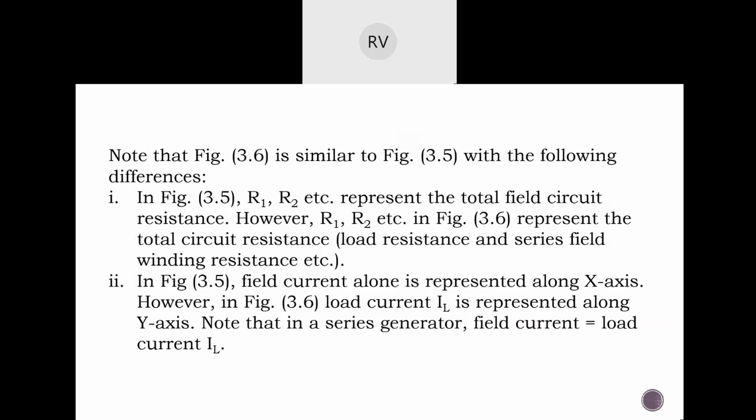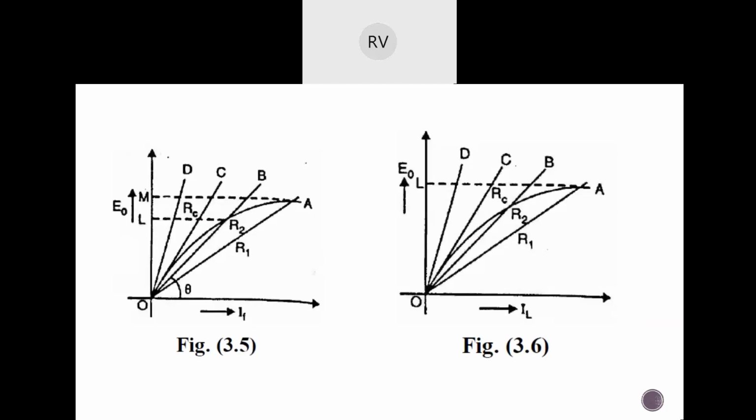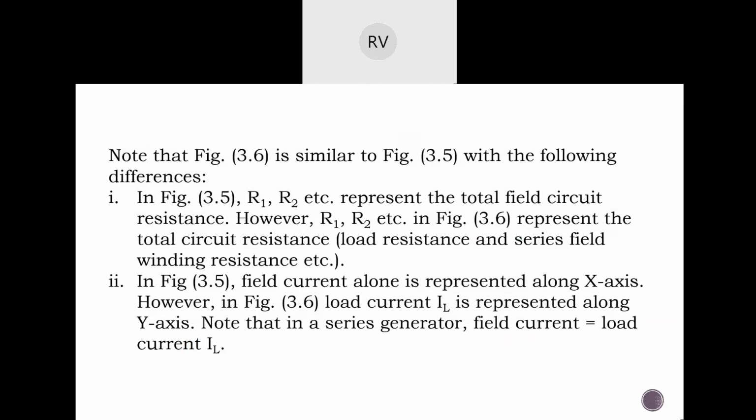Okay. Note that figure 3.6 is similar to figure 3.5 with the following differences. Here it is giving us a comparison between a shunt generator as well as a series generator. So we have both the figures, that is 3.5 as well as 3.6, in parallel here. You can see that. Now he's saying that they are quite similar but with slight differences. Let us see what those differences are.